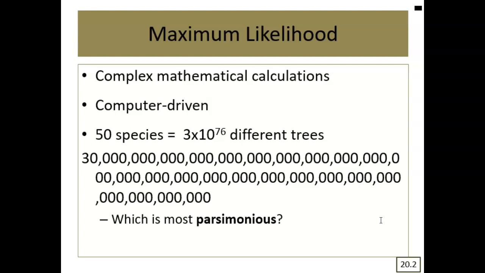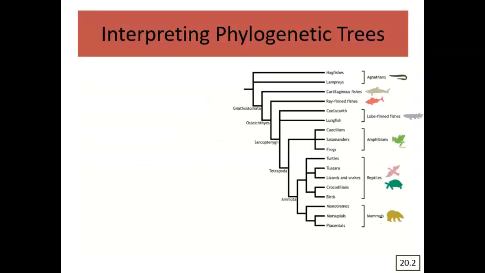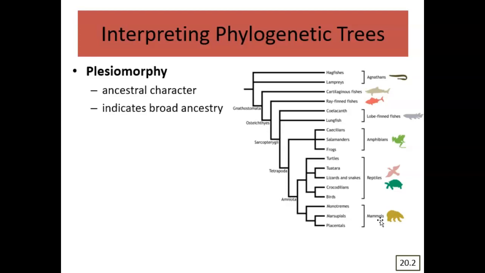All right, so let's imagine that we've gone through and a phylogenetic tree has been created, and maybe it's this phylogenetic tree here with a bunch of animals we're familiar with. We can start looking at that tree and interpreting what it tells us. One of the things we're going to see on this tree is characteristics known as plesiomorphies. A plesiomorphy is an ancestral characteristic that gives us a broad idea of how these species are related. It is the characteristic that tells us about the big picture of a species.